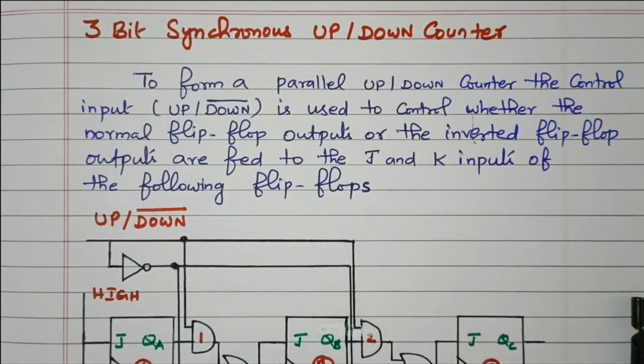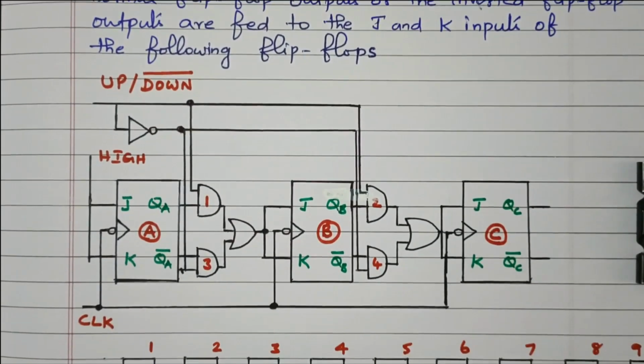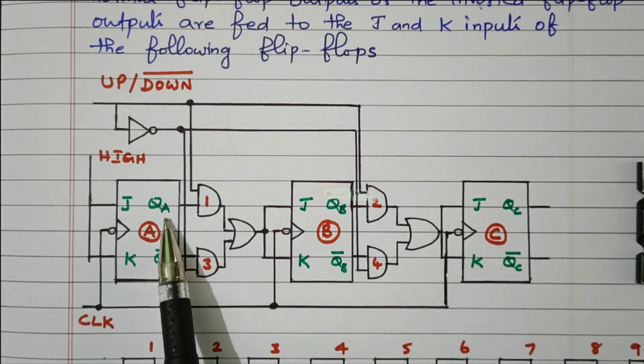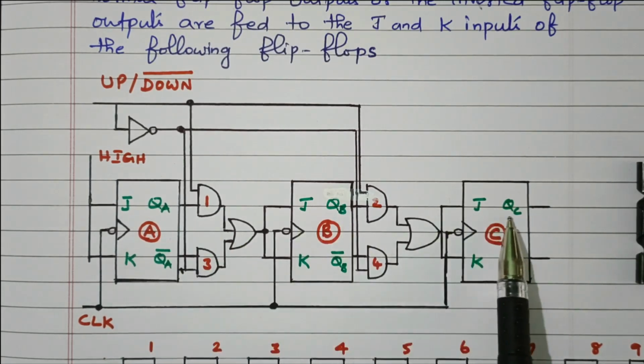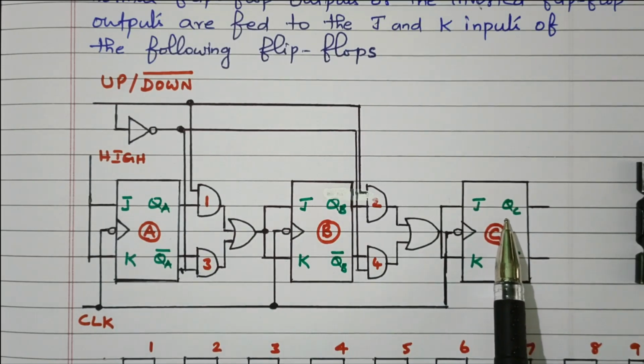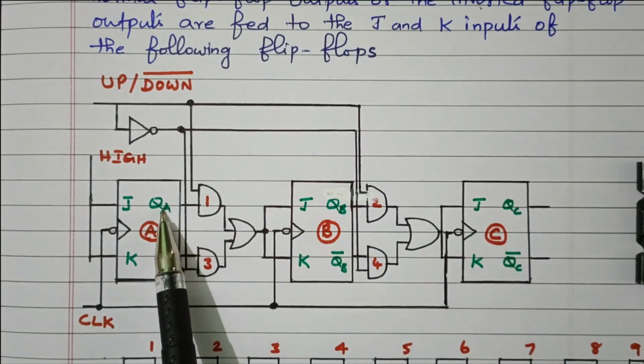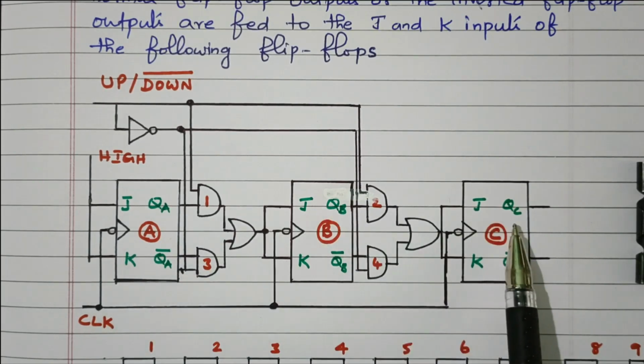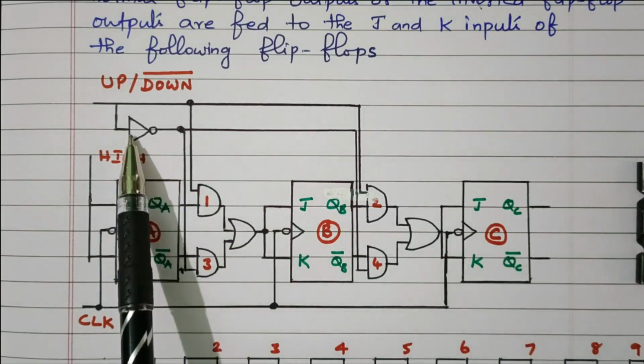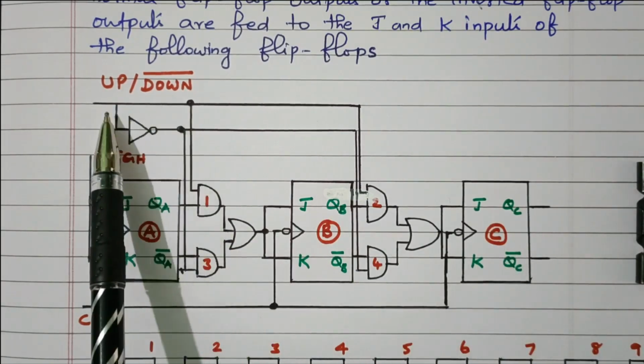Now we'll see the logic diagram. Because it is a 3-bit counter, we have 3 JK flip-flops, A, B, C. A is the LSB, C is the MSB. The outputs are QA, QB and QC. For both the up counter as well as the down counter, the output is taken from QA, QB and QC. This is the control signal, up down.